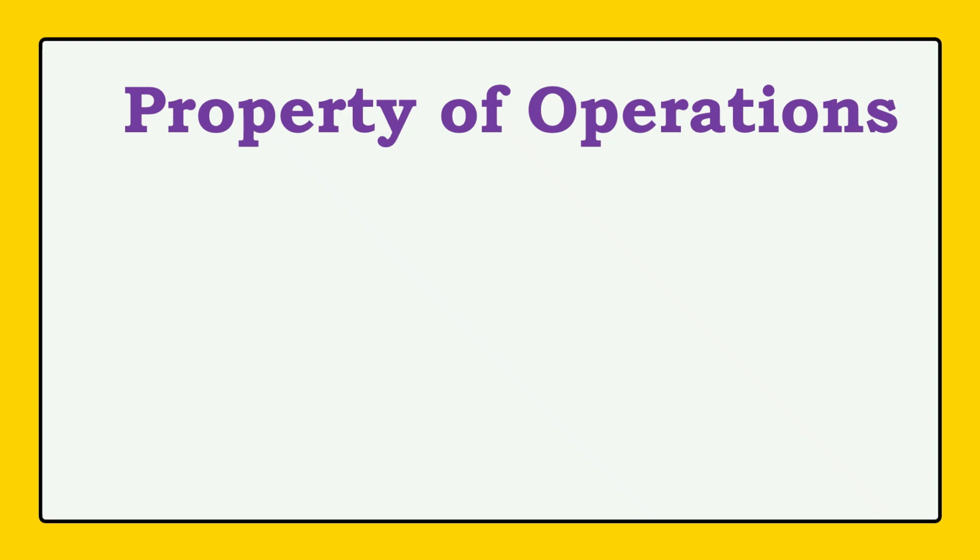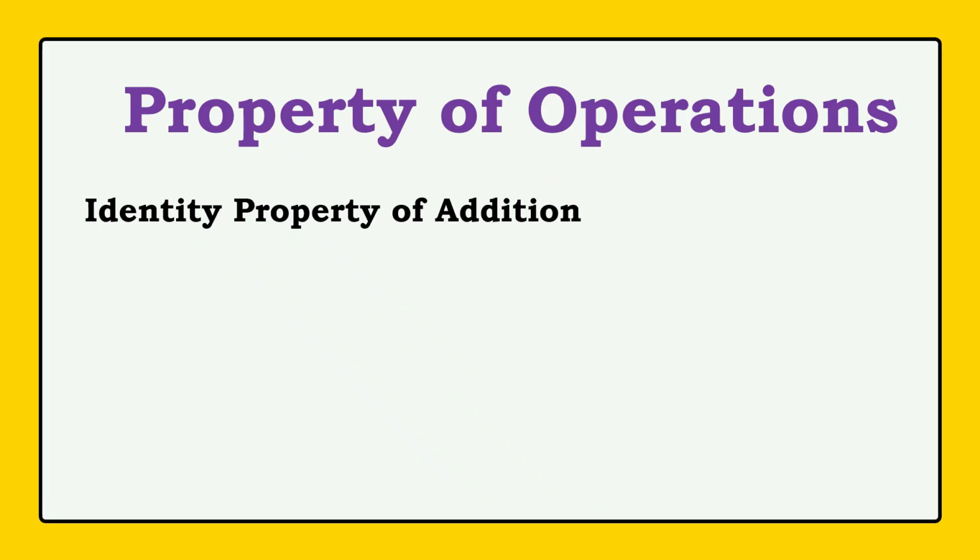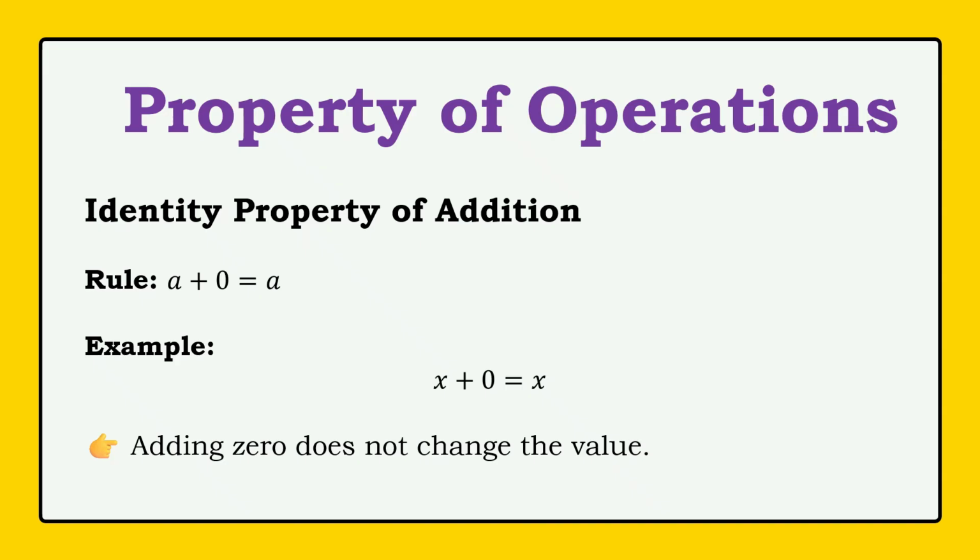Another property is the identity property of addition. And what is the identity element of addition? It is 0. So, A plus 0 is equal to A. For example, x plus 0 is equal to x. Adding 0 does not change the value.